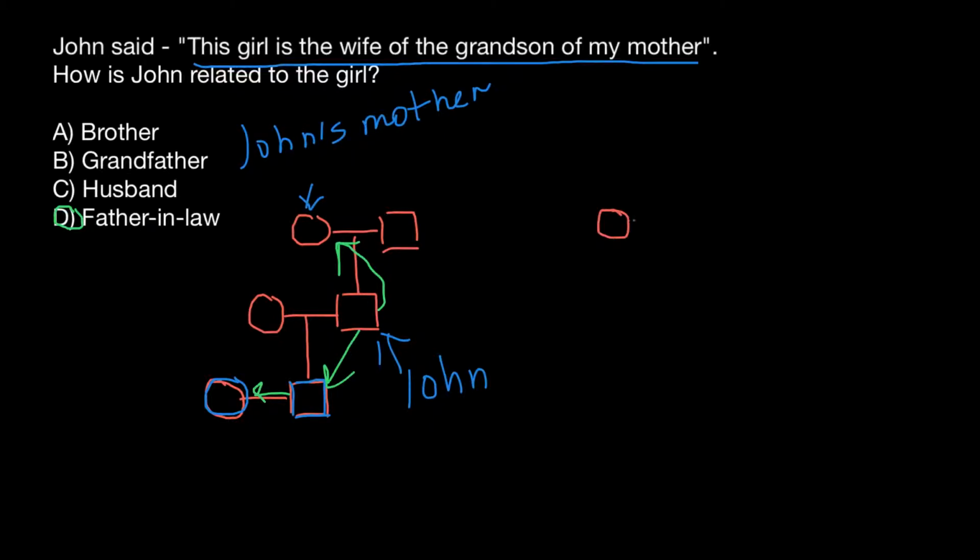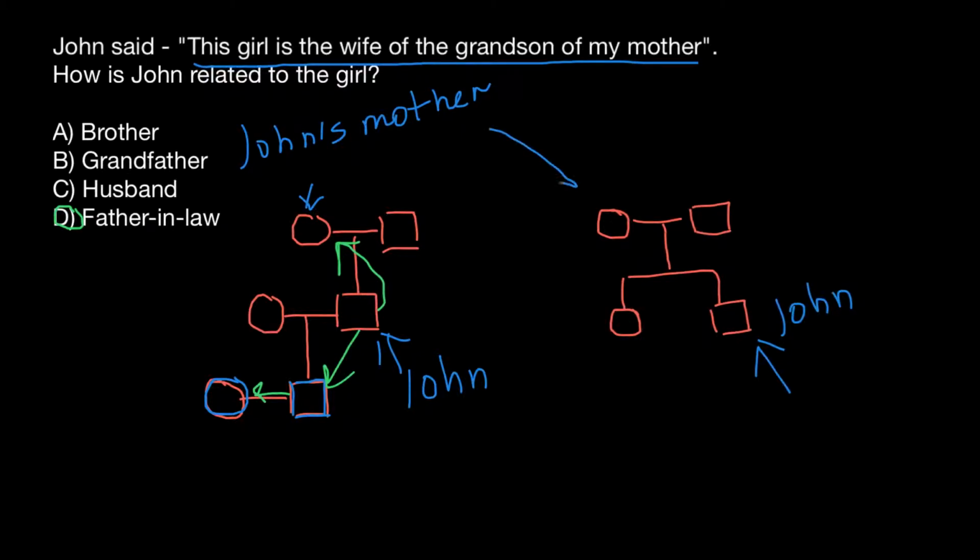But some people may say, why not, for example, we can see also a picture like this. So here's a couple which has, say, two children. Let's say one would be female, another would be male. So here's John, and here's John's mother, and again, let's say John's sister is married and they have a son who has a wife.